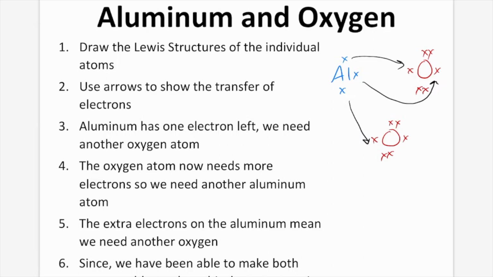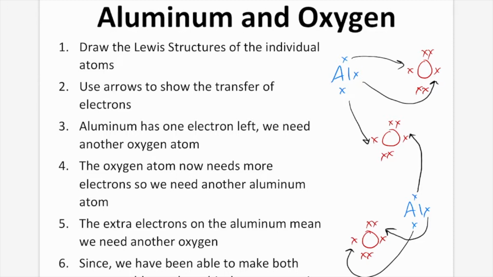Right now this bottom oxygen only has 7, so we need to draw another aluminum. 1, 2, 3. And we're going to transfer this electron here. But now this aluminum has 2 extras. So we're going to draw 1 more oxygen, and then we should be good. North, south, east, west, north, south, and then we're going to go like this and like that. And now we're good. All our atoms that we're using here have a full outer orbit.